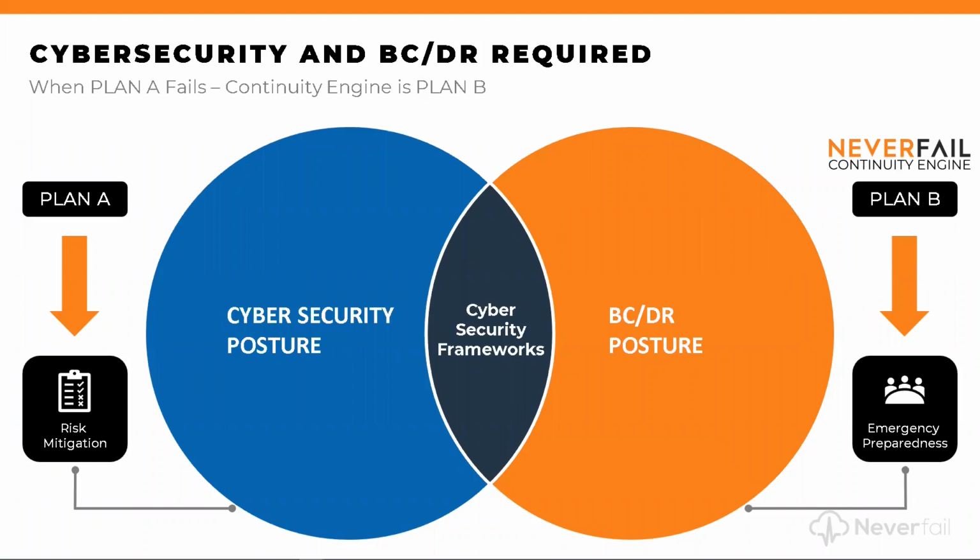However, when Plan A fails, that's where BCDR comes in. Cybersecurity frameworks have provisions for BCDR because it's required to have a plan B. Everyone knows even the best mitigation efforts can fail. So emergency preparedness is necessary to recover systems destroyed by ransomware or other server and data corruption events. Neverfail Continuity Engine provides Plan B in several areas related to business continuity. Effortless ransomware recovery is just one. Now let's take a look at how Continuity Engine can accomplish this.